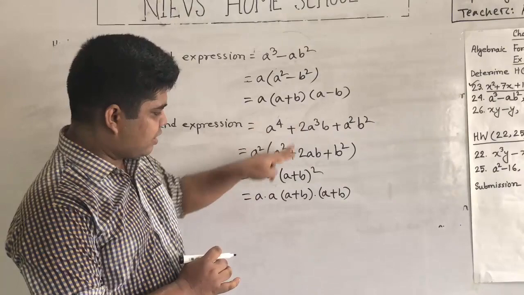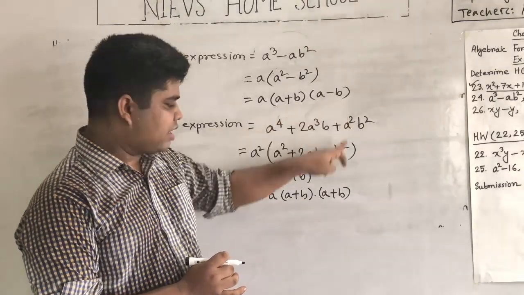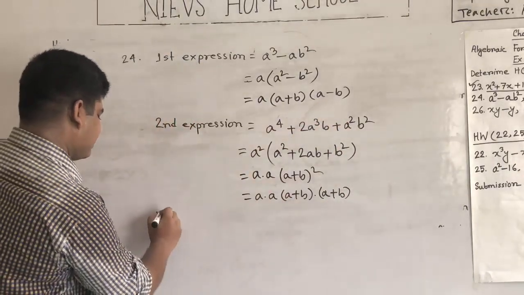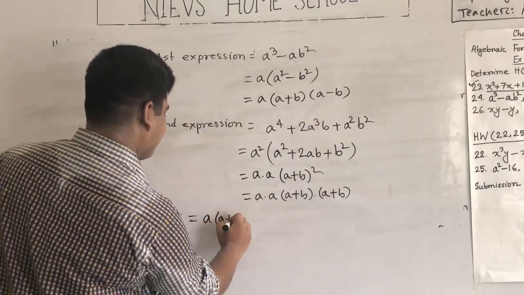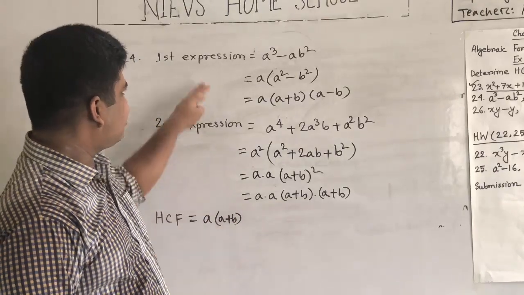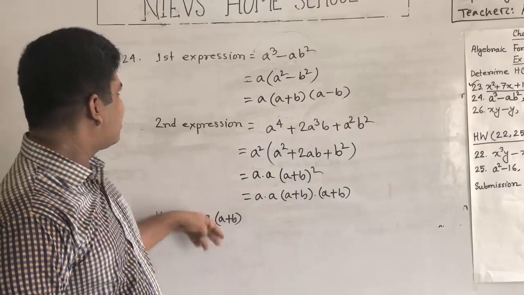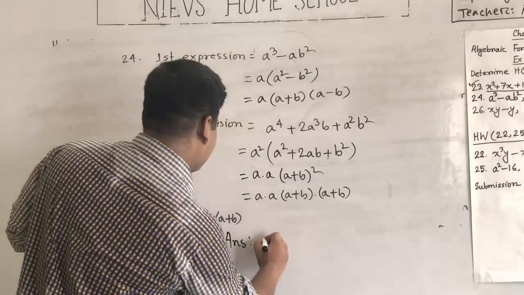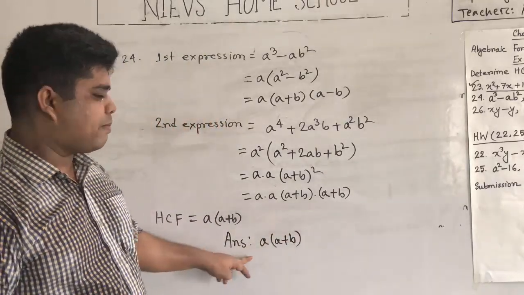Then a plus b, a plus b. So a plus b is common. But a minus b is not common, and another a plus b is not common also. So the HCF of these two expressions is a and a plus b, because a and a plus b are common in both expressions. I hope you have understood question number 24, and this is the answer. You must write the answer a into a plus b.